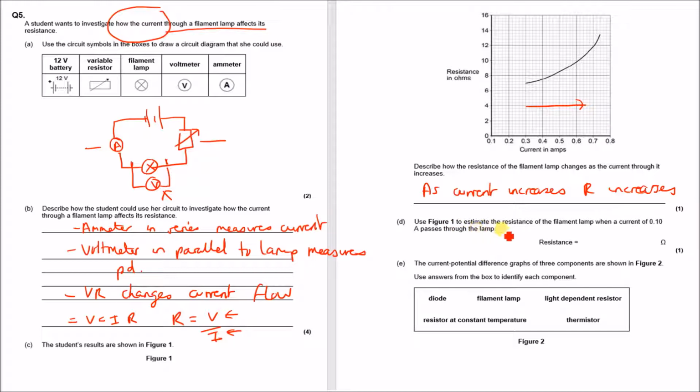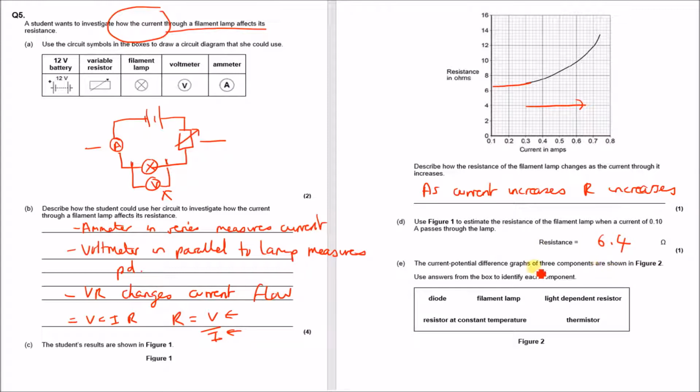Right, use figure 1 to estimate the resistance of the filament lamp when a current of 0.1 amps passes through the lamp. So we need to continue this on, and this curve would look something like that. And then we'd have to look at what that value would be, roughly speaking. So it's looking at about 6.4.